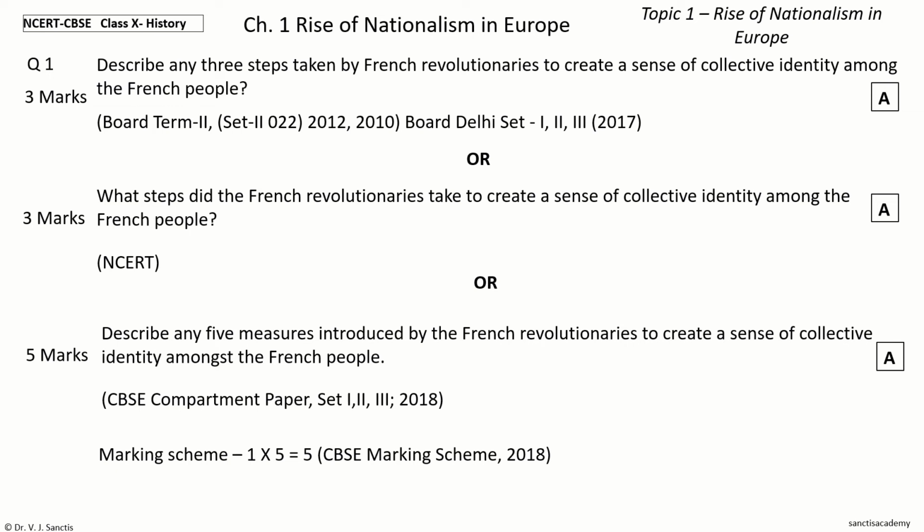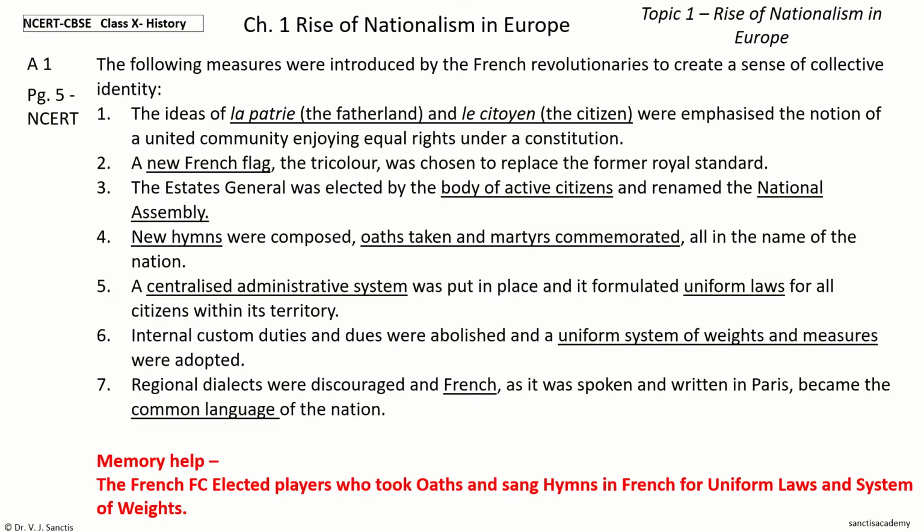In case you come across a question where you know only 3 points or only 2 points, I suggest that you write down whatever you remember because each point has a mark. So first I would like you to answer the question in your mind and then we can go on to the answer. The answer is, the following measures were introduced by the French revolutionaries to create a sense of collective identity.